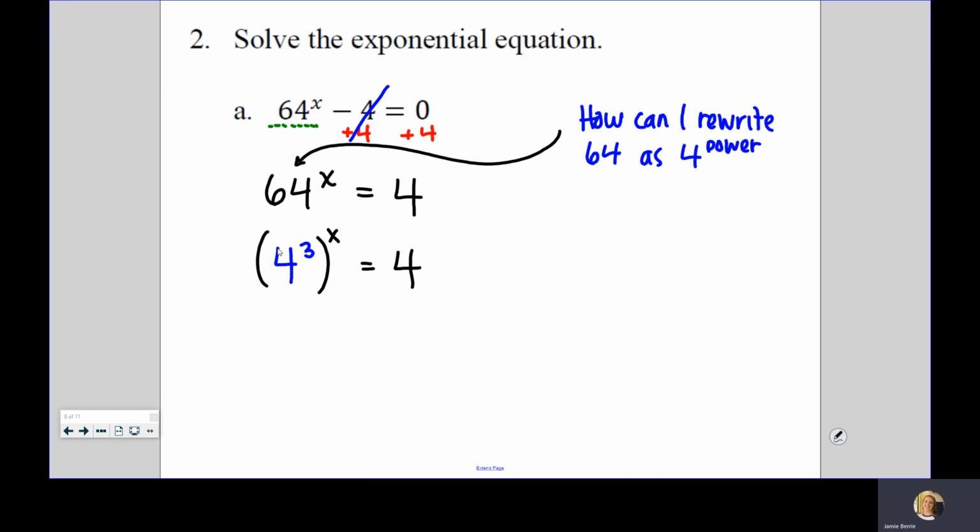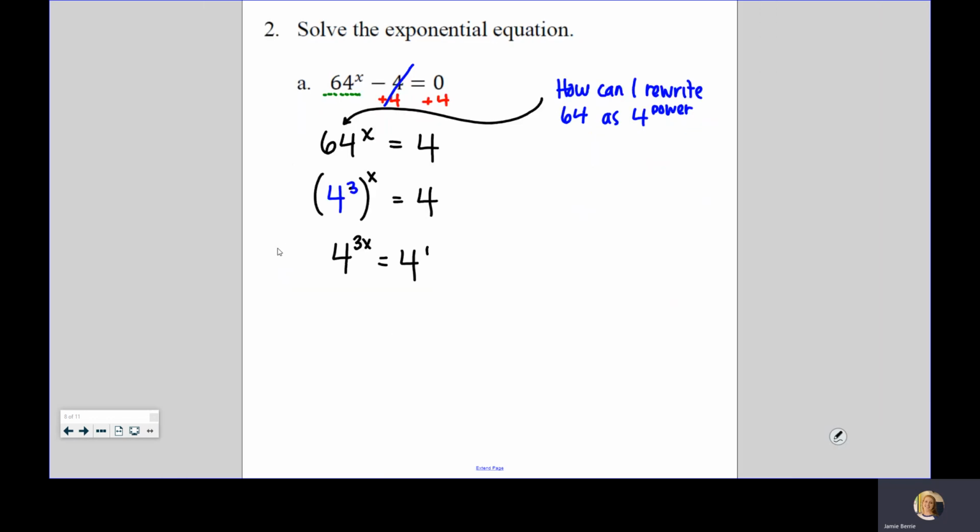All right, now we have some exponent rules we have to remember from way back at the beginning of the semester. When you have a power to a power, you multiply them. So that's going to be 4 to the 3 times x, which is just 3x. Now there's no exponent on the right-hand side, but what do I know is really up there? What's the exponent? 1. So that does not change it. If I write a 1 there, that just means 4 to the first power, which is just 4.